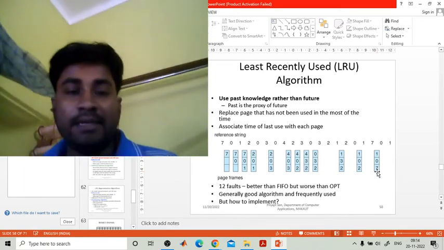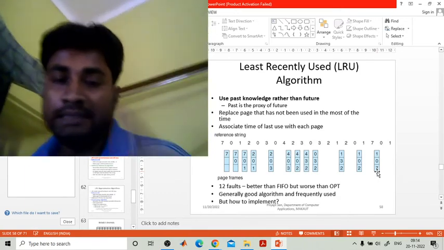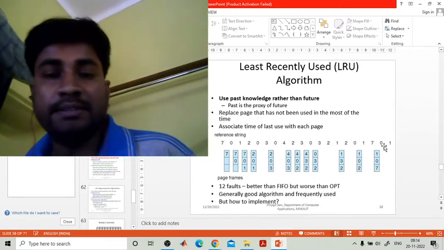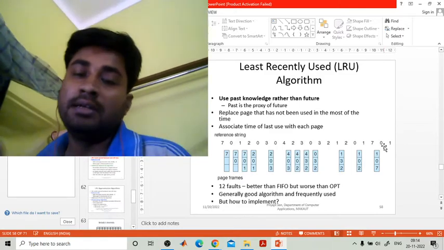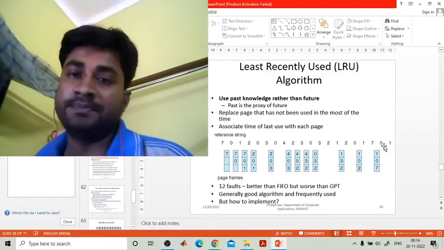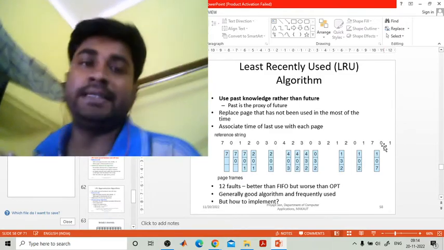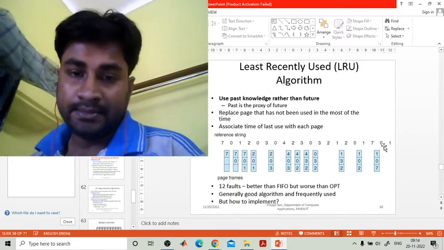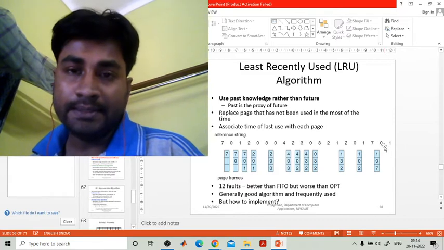So generally I will give a question that has 3 frames, this 3 frame size and the reference bit string. You have to find the number of page faults. If you have any question you can tell me. Any question from this part?